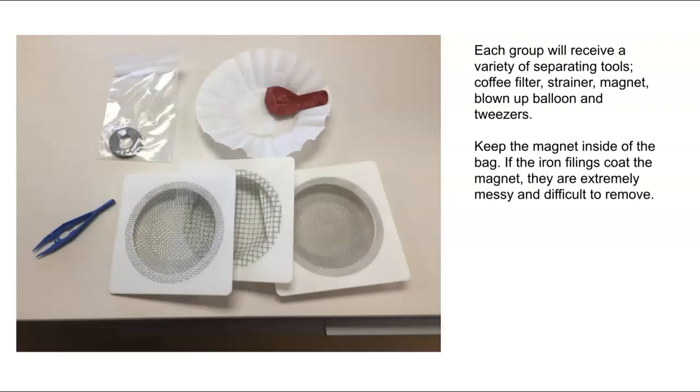Each group will get a set of tools to help them separate mixtures. Students can use the magnet to separate magnetic materials from non-magnetic materials, and tweezers to help separate materials based on size. They can use the filters to also separate materials with different sizes. They can use the coffee filter to help strain liquids through. And then the balloon allows them to separate materials based on static electricity. Please note that the magnet should stay in the plastic bag as students do this experiment. It makes cleanup a lot easier.